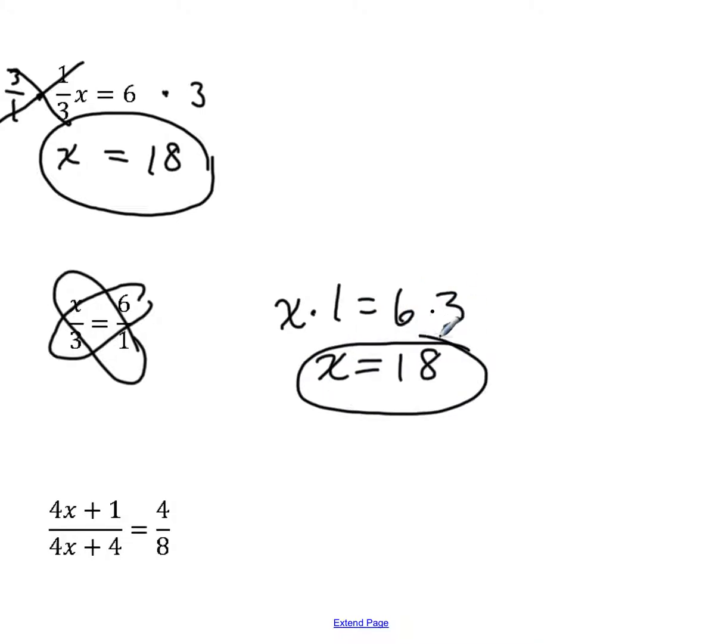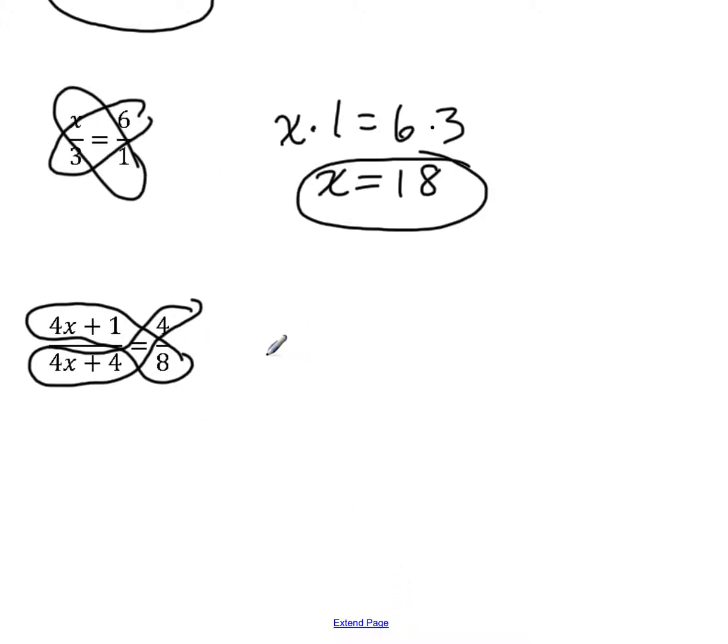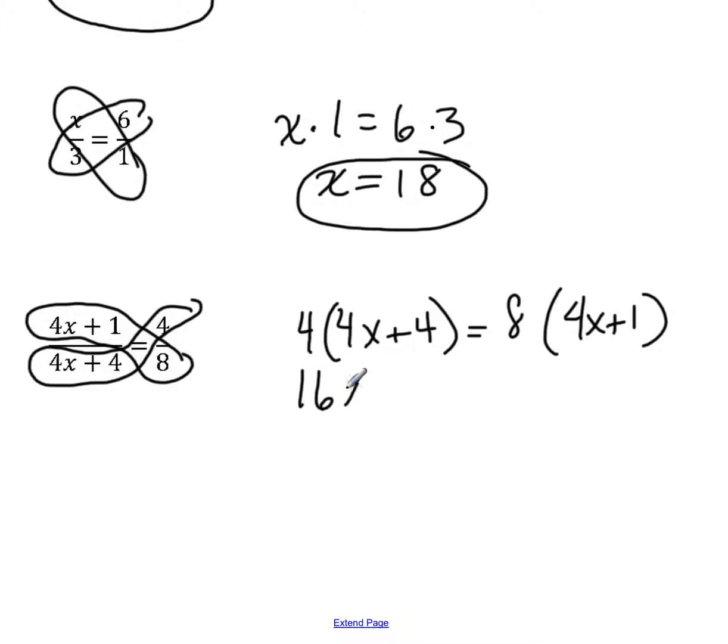Whew, that was easy. I also see a fraction equal to another fraction here. So let's cross multiply. This one's a little harder. I get 4 times 4x plus 4 equals 8 times 4x plus 1. And I get 16x plus 16 equals 32x plus 8.